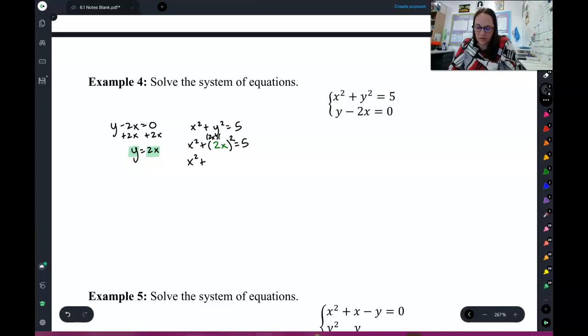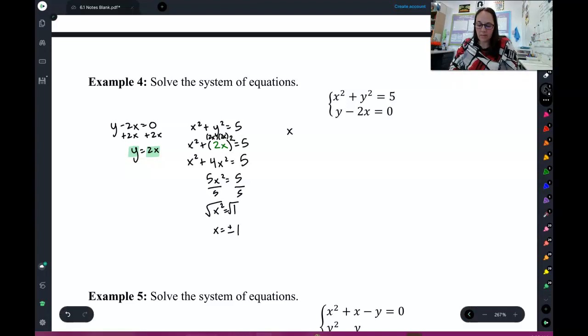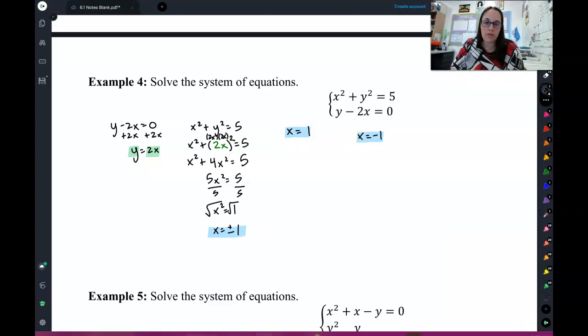2x squared is going to be 2x times 2x, which is 4x squared. X squared plus 4x squared is 5x squared. Square root gives me plus or minus 1. Now, same thing we did last time. It looks like I've got 2 solutions so far, both of them x's.